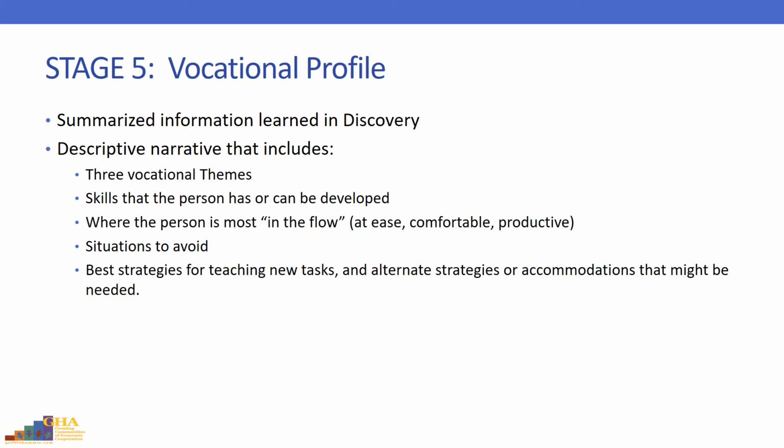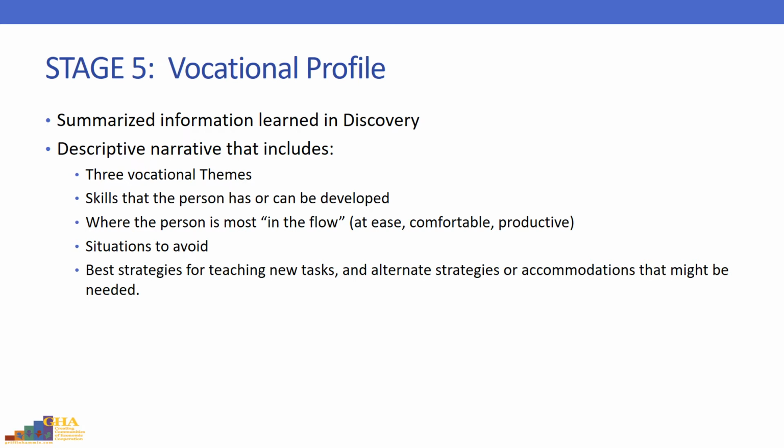Stage 5, the last stage, involves creating a descriptive narrative based on the information that you've gleaned from the earlier stages. This is a summary that identifies the three vocational themes and the person's ideal conditions of employment. It is used to guide career planning, so you want it to be as specific and comprehensive as possible.